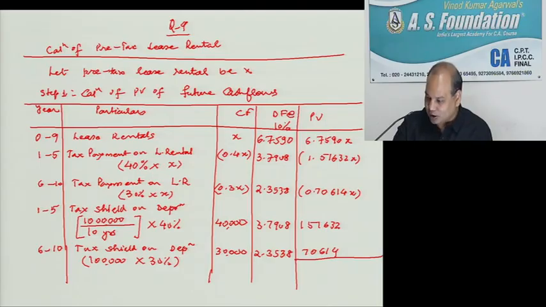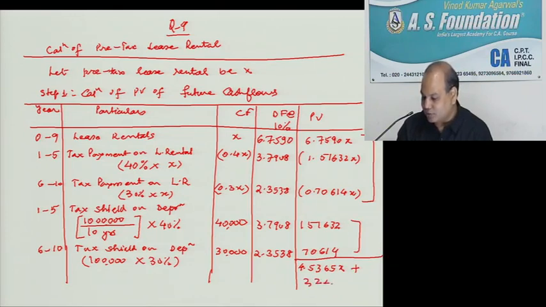Now first add these first three numbers. One is positive, these two are negatives. Yes, tell me. 4.5365X, 4.5365X, and plus, now you add these two numbers. 2,22,246.